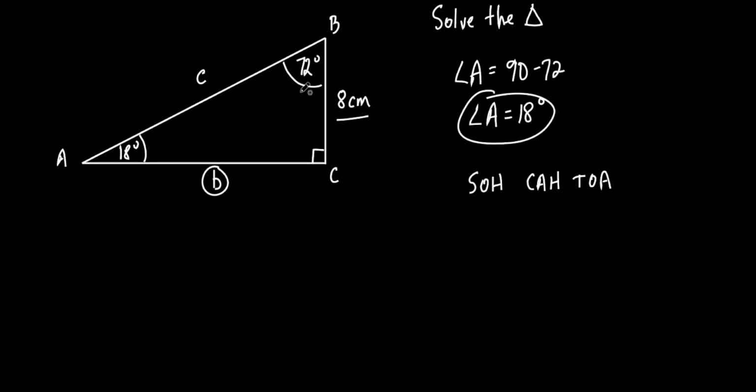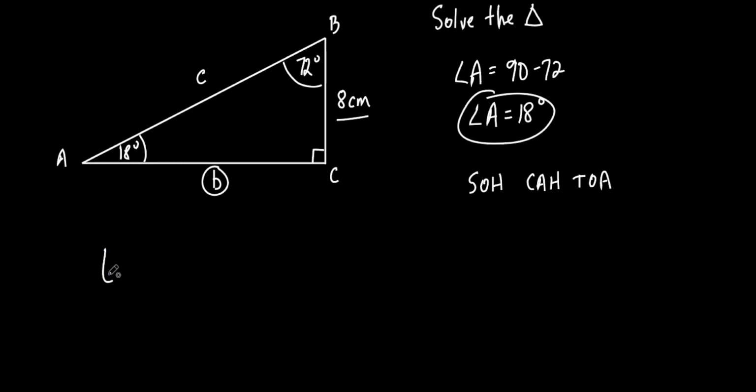So if I'm using this angle 72 and I'm trying to find B and I know 8, then which one? What is B to 72? It's opposite, right? The B is opposite, correct? What is the 8? Adjacent. That's adjacent. TOA. Okay? So I use the TOA, the tangent.